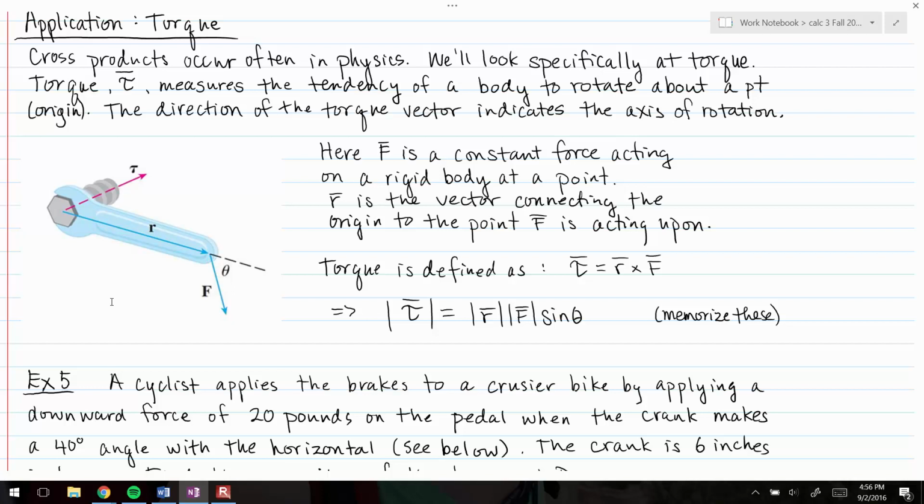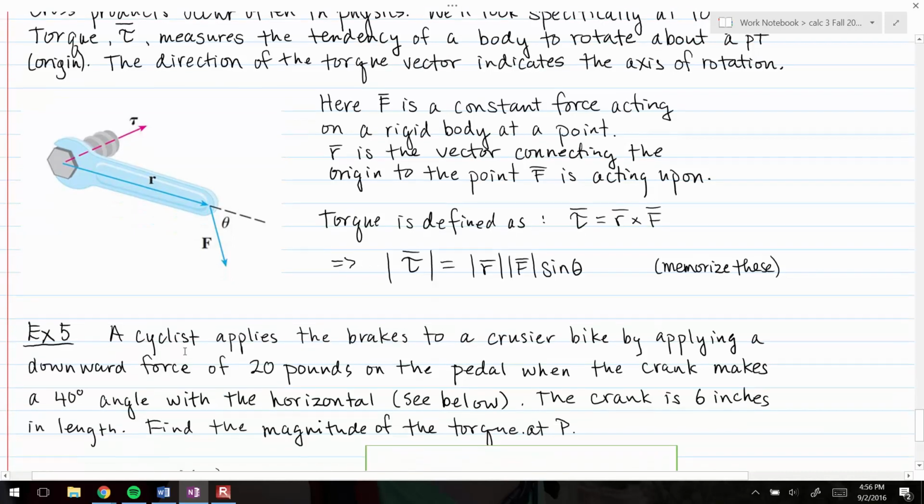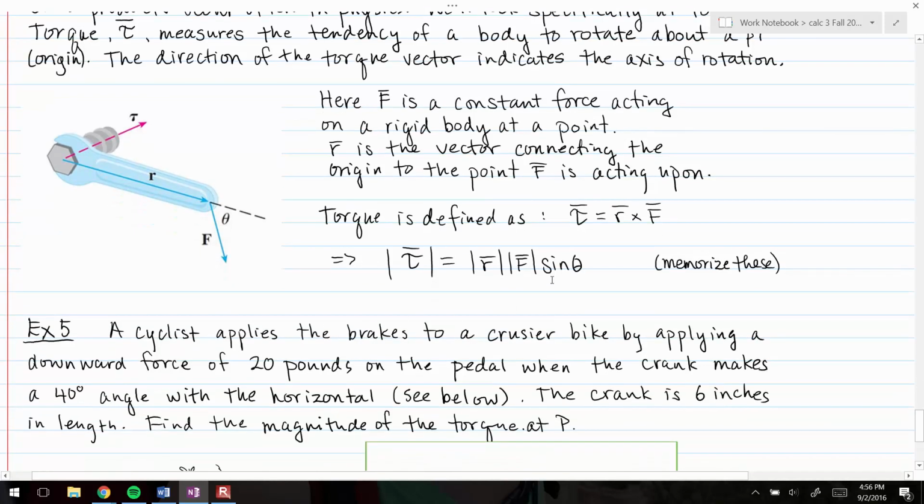Then torque, tau as a vector, is equal to r cross F, where of course r and F are both vectors. Another way to define our torque, based on our cross product definition in the geometric form, if we're looking for the magnitude, is the magnitude of r times the magnitude of F times sine theta.